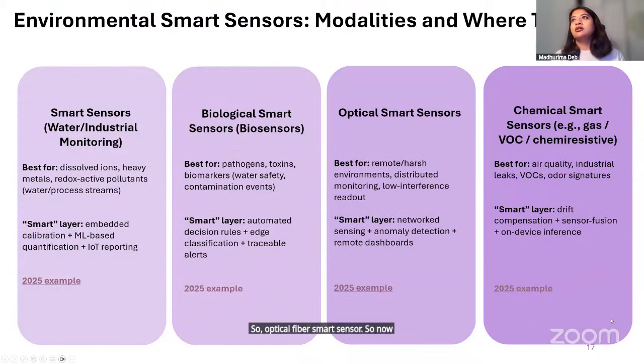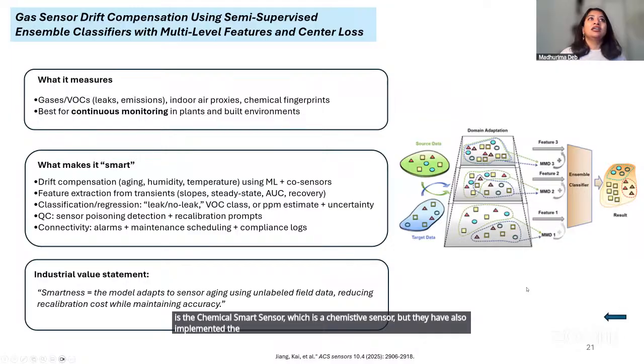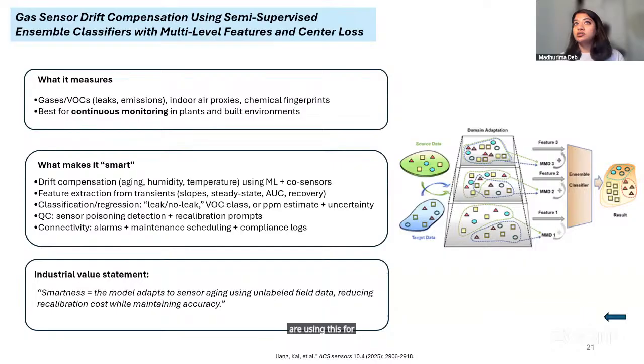Now last is the chemical smart sensor, which is a chemiresistive sensor, but they have also implemented the smart element here. It's very interesting that they are using this for gases or VOCs, and for indoor air proxies, as well as in any buildings or plants for continuous monitoring. The essential part of smart is that they have been able to get automatic drift correction with the help of this ML intervention, I would say.